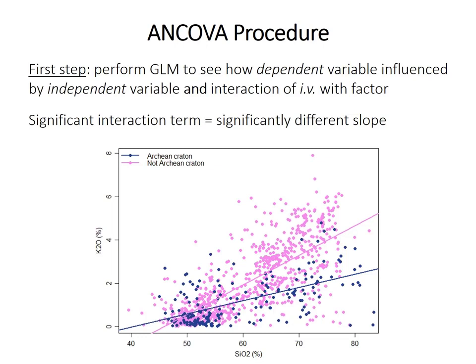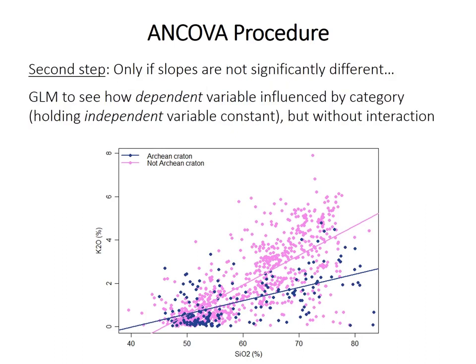I'll talk about the next step, but it turns out that having an equal slope is an assumption for the next step. However, if the slopes don't differ significantly, you can then test a second model to see how the dependent variable is affected by the category, holding the independent variable constant, and how the dependent variable is affected by the continuous variable, holding the category constant. This is an example of something called multiple regression, where you look at how each independent variable affects the outcome while controlling for all the other changes in the other variables.